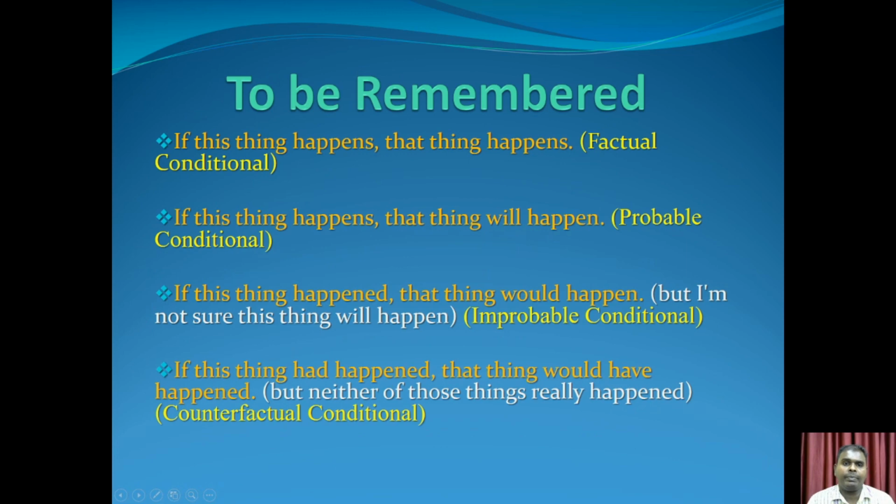So finally, these are some of the points that you should keep in your mind. For factual conditional, if this thing happens, then that thing happens. In probable conditional, if this thing happens, then that thing will happen. And in improbable conditional, if this thing happened, then that thing would happen. And in the final part, that is counterfactual conditional, if this thing had happened in the past, then that thing also would have happened. And finally, with this, let me finish the class.